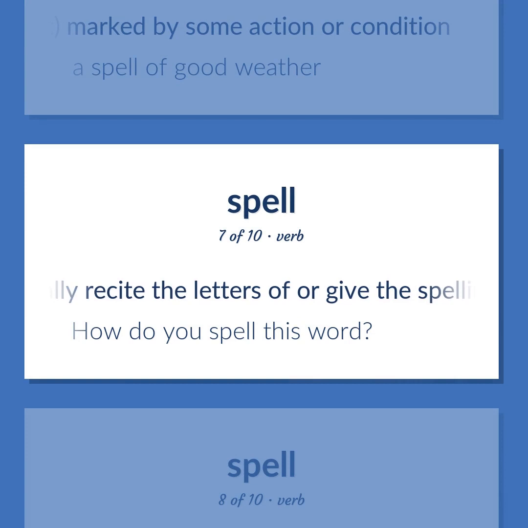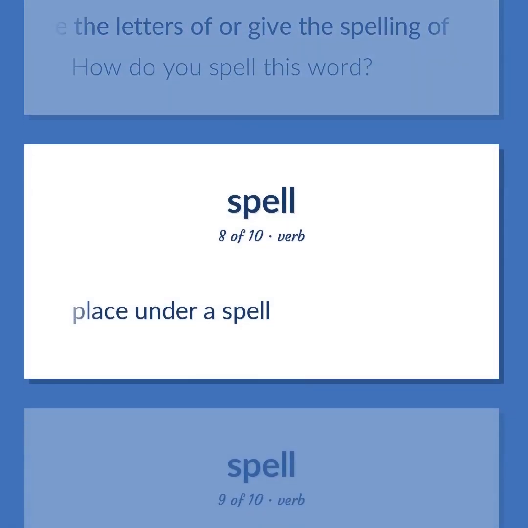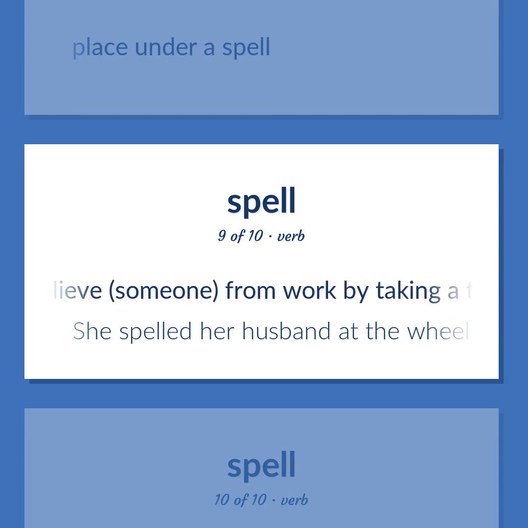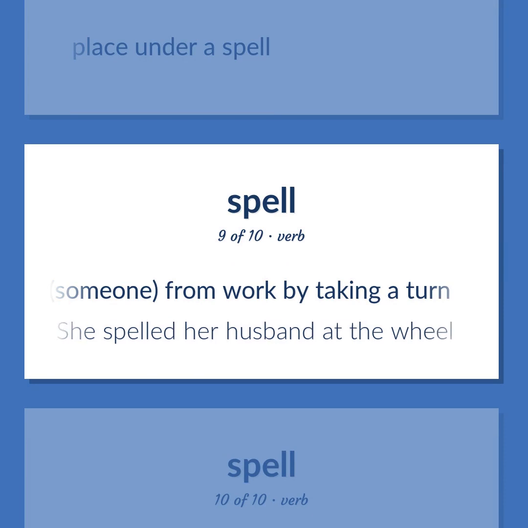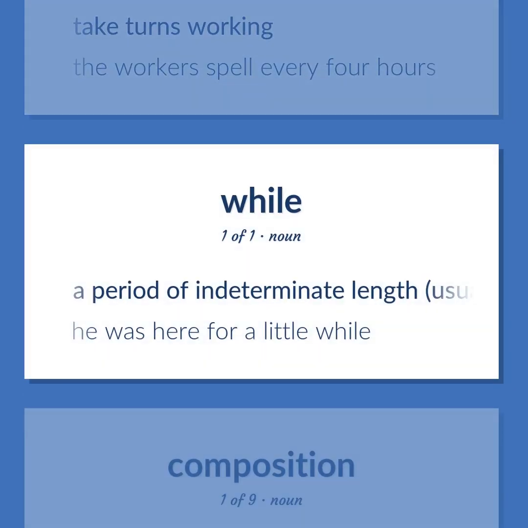Orally recite the letters of or give the spelling of. How do you spell this word? Place under a spell. Relieve someone from work by taking a turn. She spelled her husband at the wheel. Take turns working. The workers spell every 4 hours. A period of indeterminate length, usually short, marked by some action or condition. He was here for a little while.